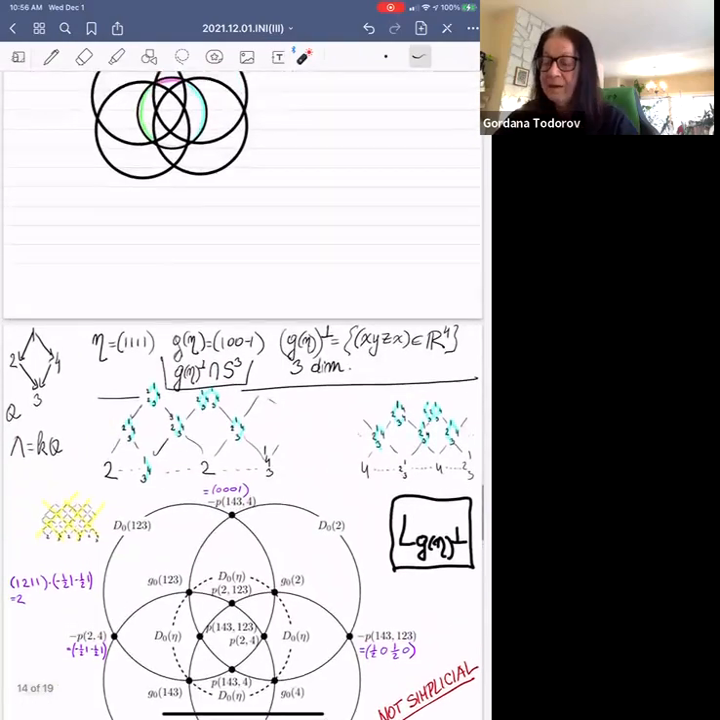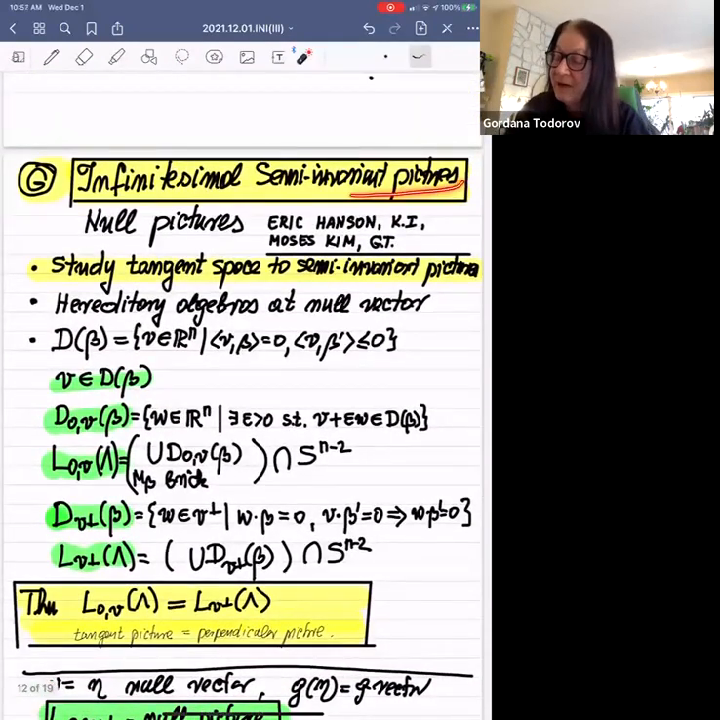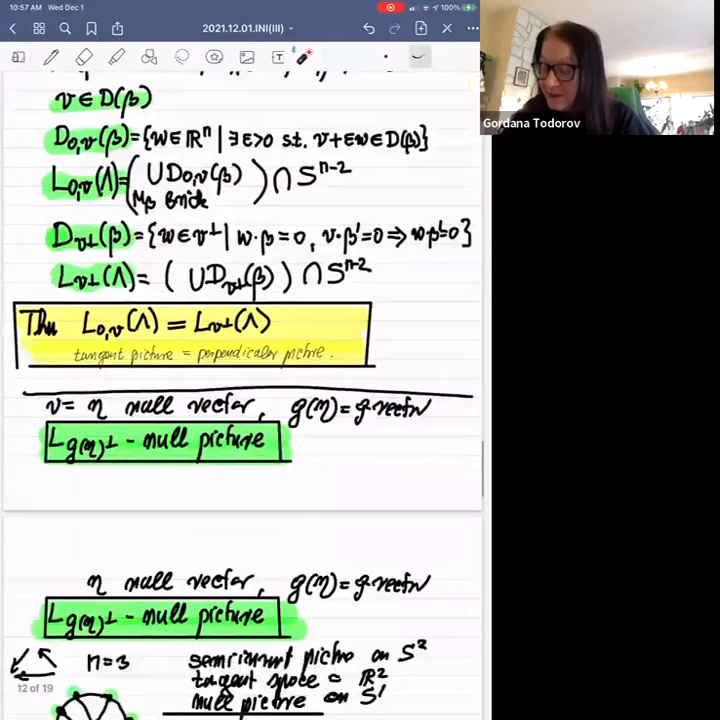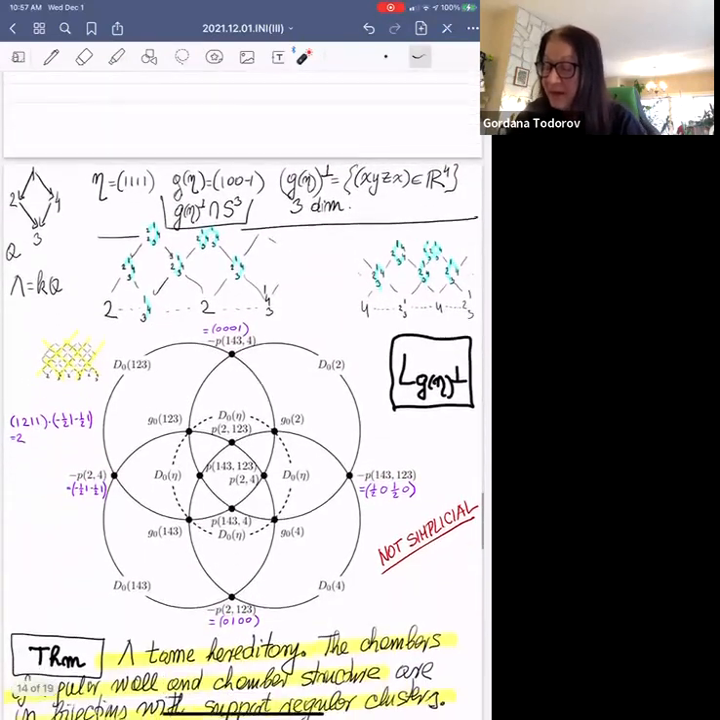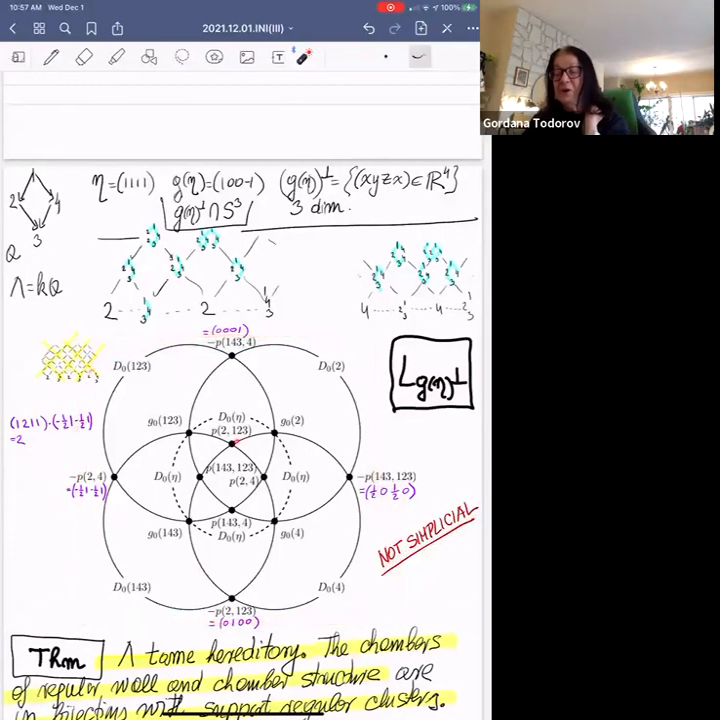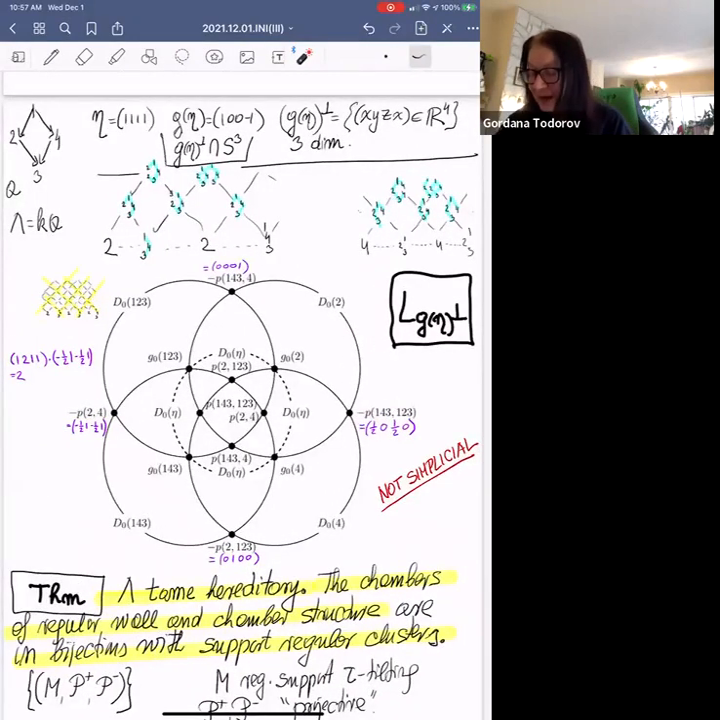This part on infinitesimal semi-invariant pictures is really to deal locally with what's happening around the null vector, and what's happening with the regular modules at the null vector. And it is interesting because this is joint work, right? And it is interesting because the wall and chamber structure becomes a different wall and chamber structure. It's not simplicial anymore. And furthermore, you also get these support regular clusters. There's one support regular cluster, which, for example, here has 4 terms. So you get larger clusters. So it is definitely different than what we had before.